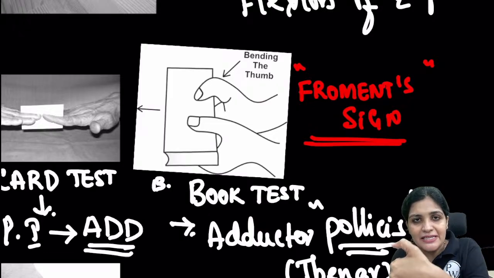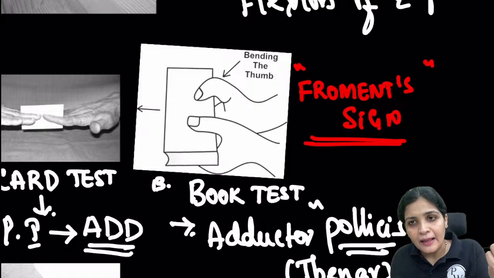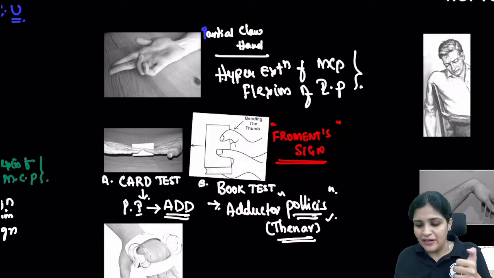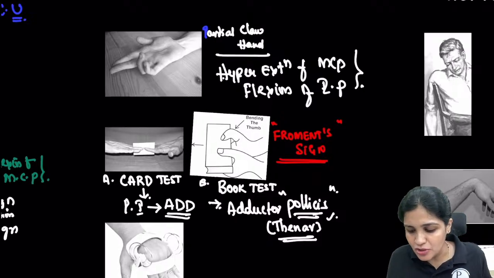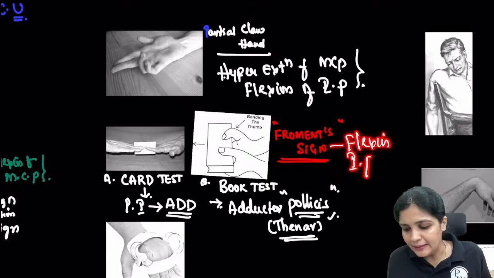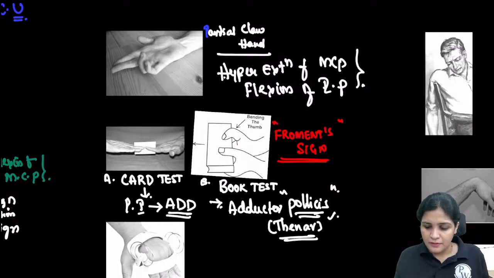So flexor pollicis is used. Flexor pollicis is supplied by the median nerve, right? So now this is called the Froment sign. Whenever you see flexion in the IP joint, this is called the Froment sign. Understood? So that is your book test and card test.